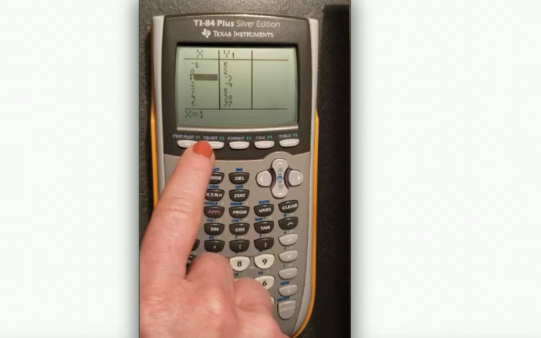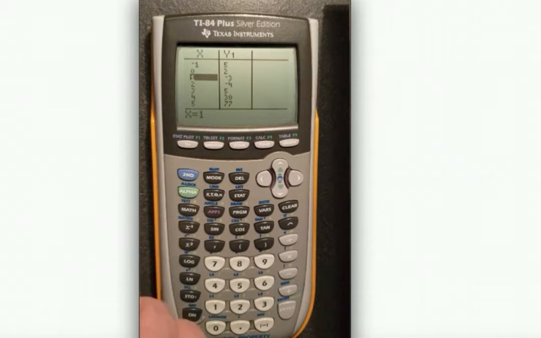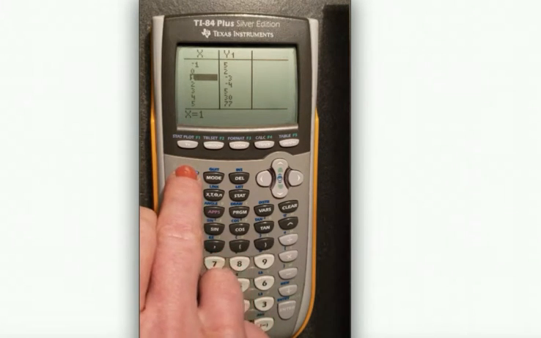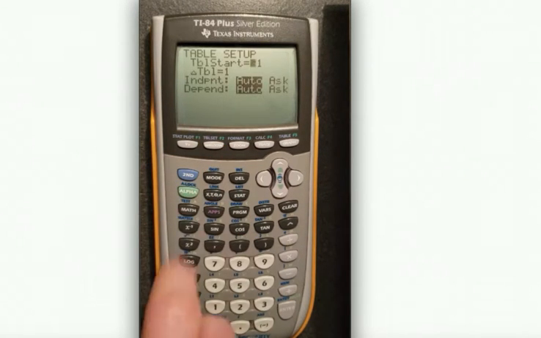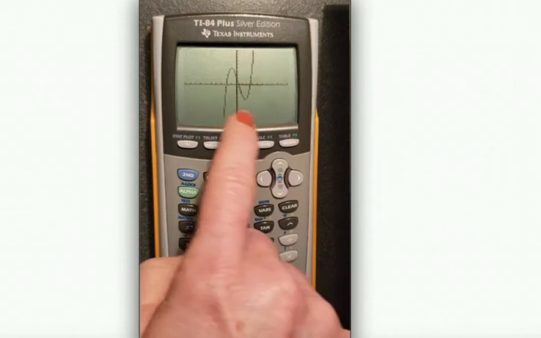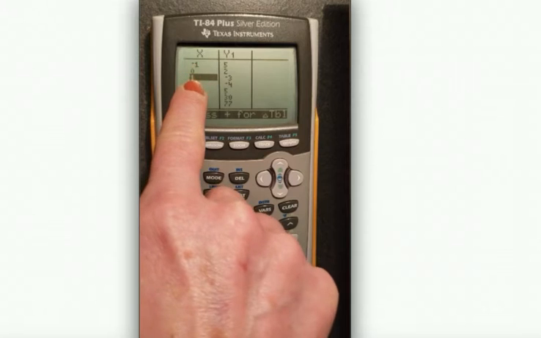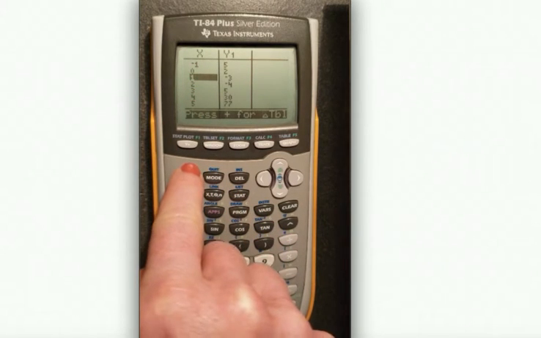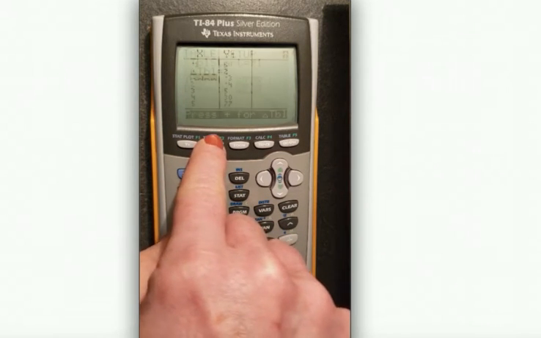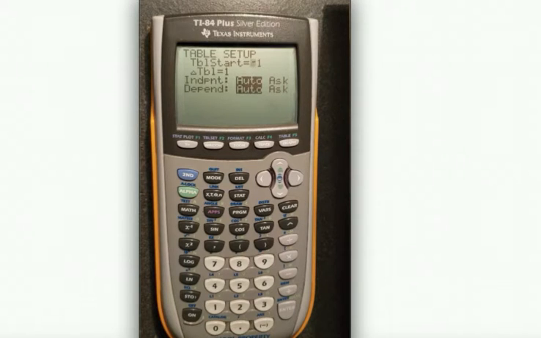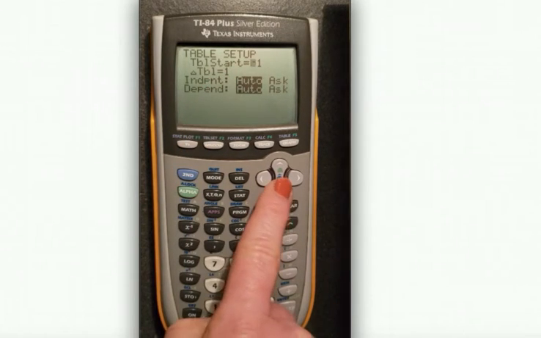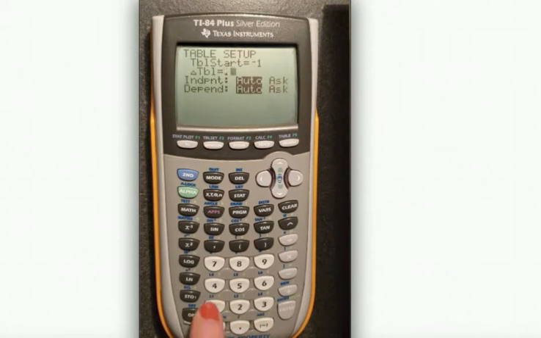I can change the setting so that I can see a little closer and zoom in on that by hitting the table set. Right now the table is starting, not the graph, the table is starting at negative 1 and it's going up in increments of 1. I can change that by going to the table, second window, to start at negative 1, but change it so that it goes up in increments of 0.1. And now, I hit enter.